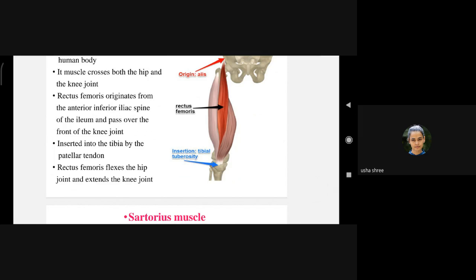Just like when we are doing Utkatasana, our knee joint extends. I'm sorry, rectus femoris flexes our hip joint and extends our knee joint. It means when we are doing Paschimottanasana, our hip joint flexes, but our knee joint extends.